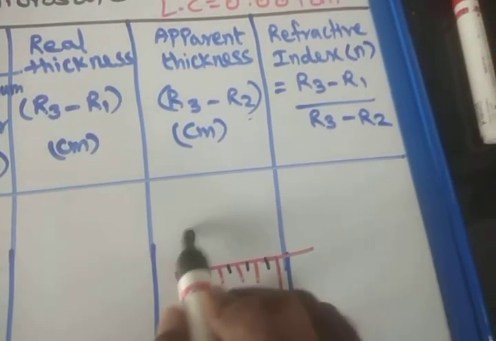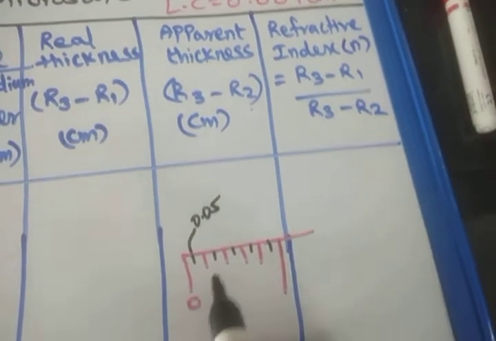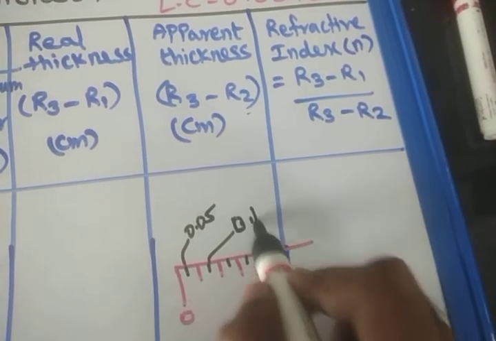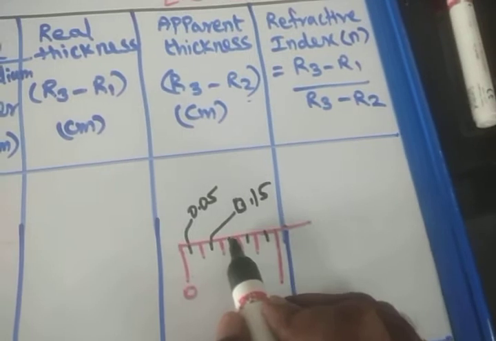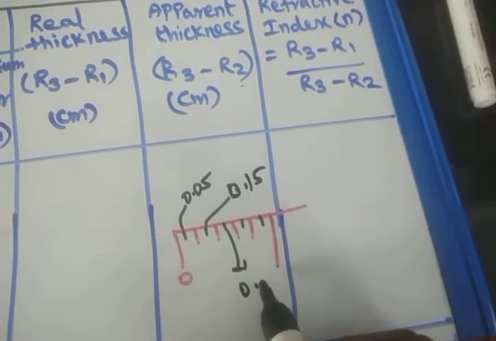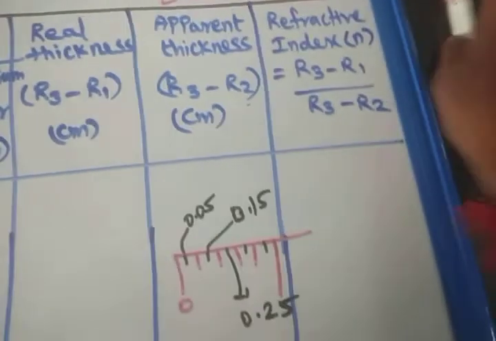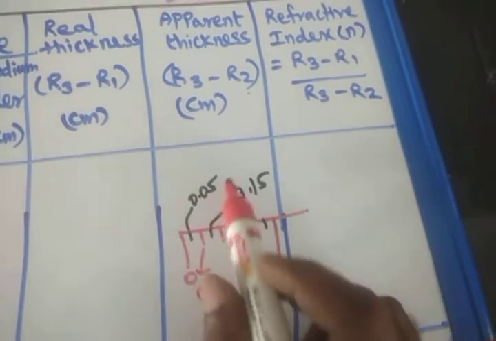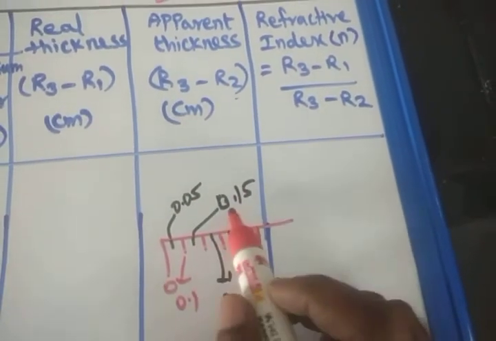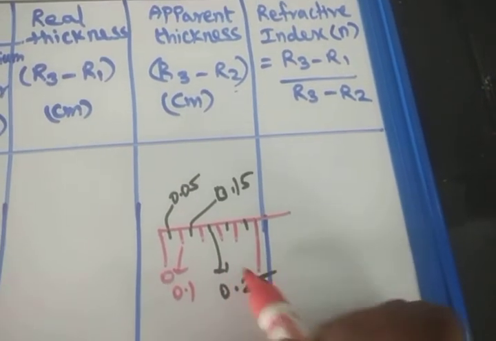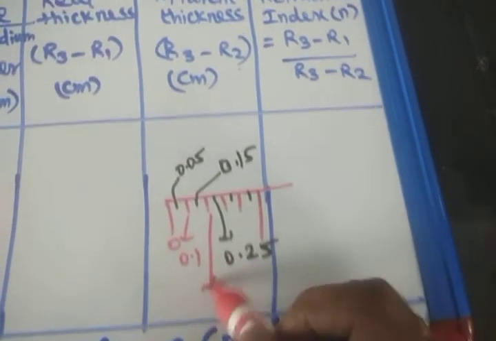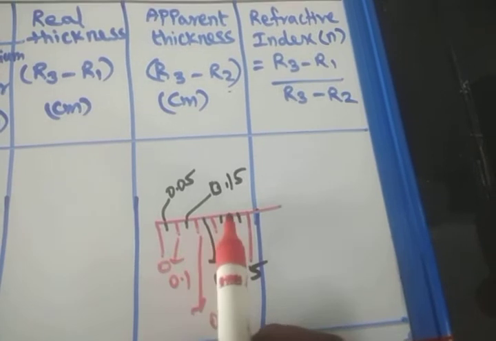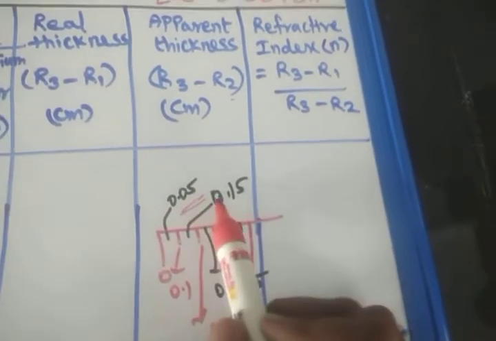This black line is 0.05 centimeter. So this one is 0.15 centimeter. This is 0.25 centimeter, because this line is 0.1. So 0.05, 0.1, 0.15, 0.2. That is, this is 0.2. Are you clear? So between each 0.1 and 0.2 division, there are subdivisions, that is each division is 0.05.